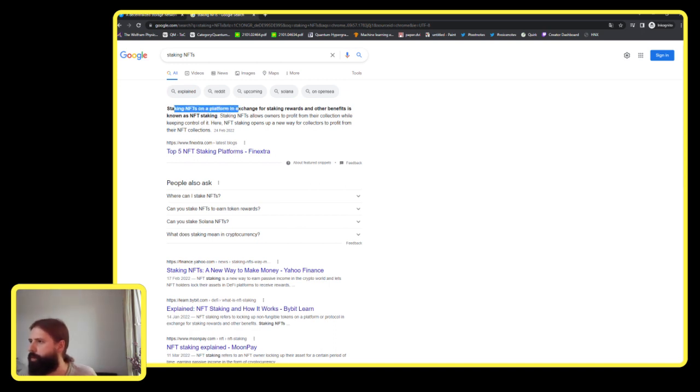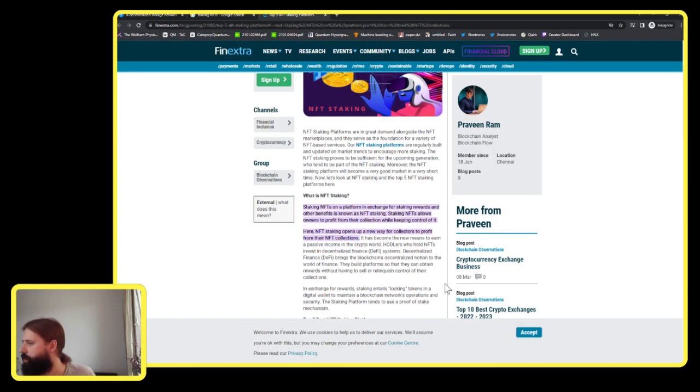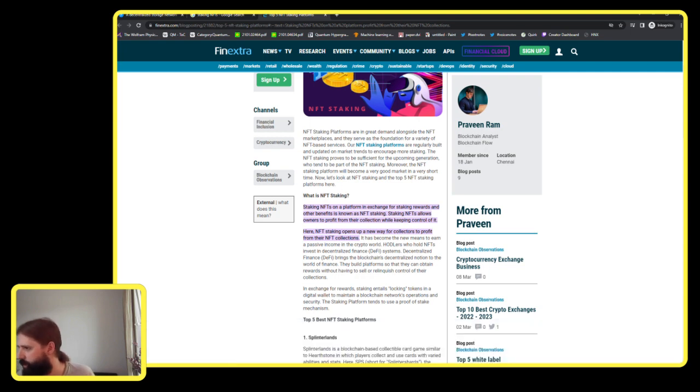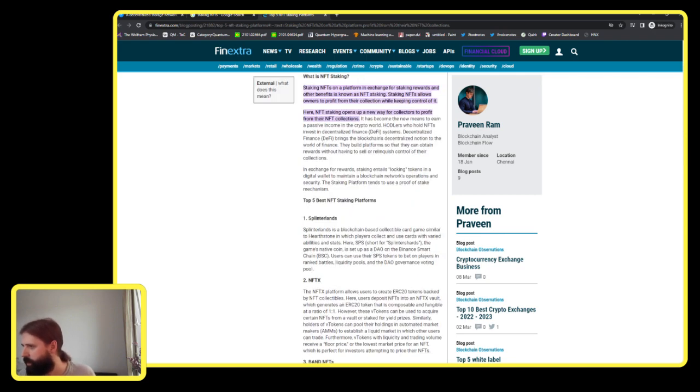So you stake NFTs on the platform in exchange for staking rewards and other benefits. Is known as NFT staking. It has become the new means to earn passive income in the crypto world. Hodlers hold NFTs, invest in decentralized finance systems. Decentralized finance brings the blockchain. Splinterlands is a blockchain-based collectible card game similar to Hearthstone, in which players collect and use cards. Is set up as a DAO and Binance Smart Chain.